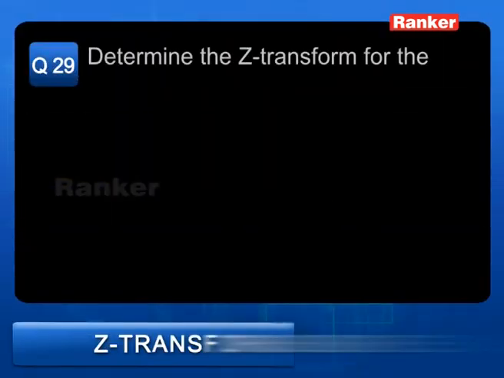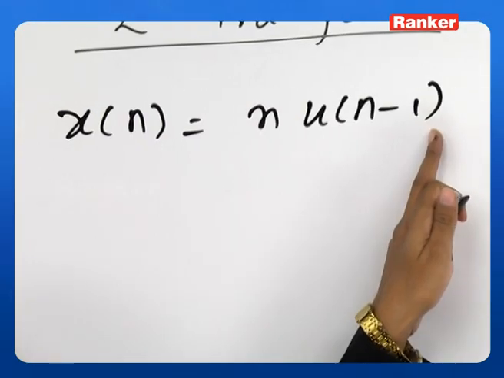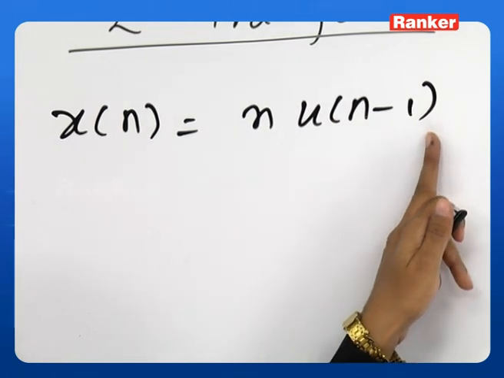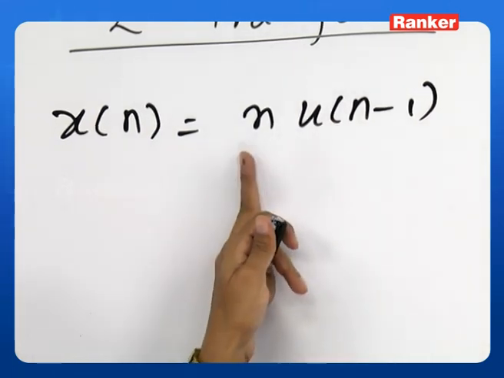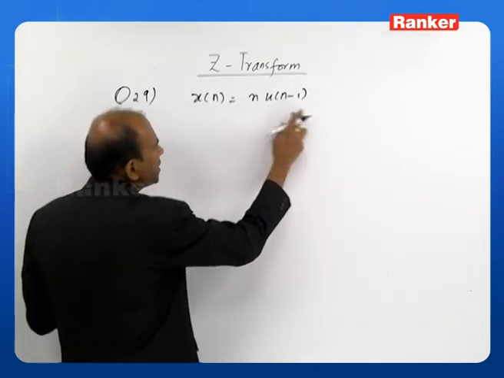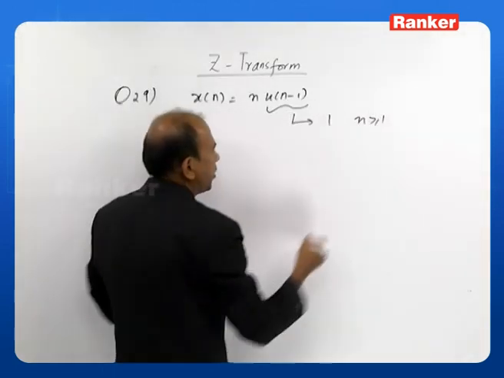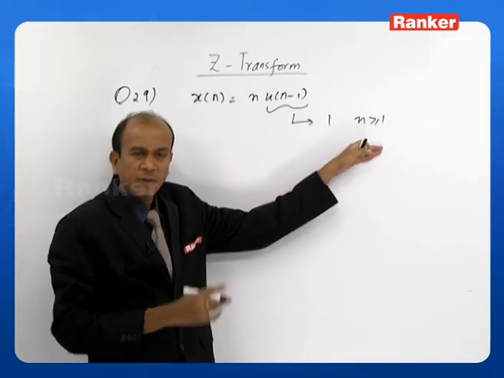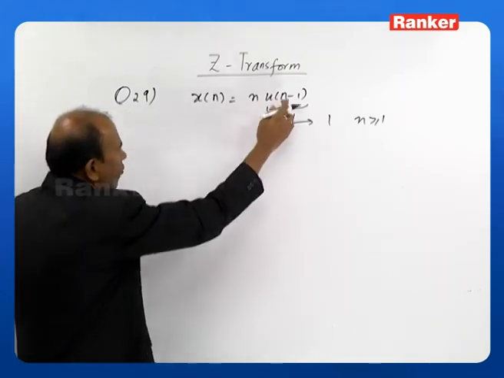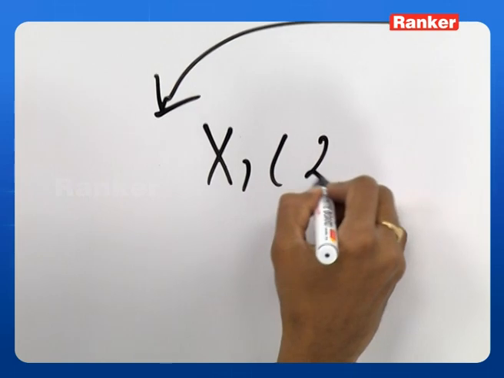Let's see question number 29. X of n is equal to n into u of n minus 1. That means this is the given x1 of n, and this is differentiation of that in z transforms. So first let us write down how much is this. This will be equal to 1 when n is greater than or equal to 1, isn't it? So let us do that now. Now I will find out what is the z transform for this. Okay, let us call it as x1 of z.